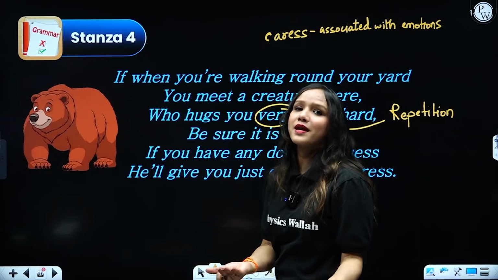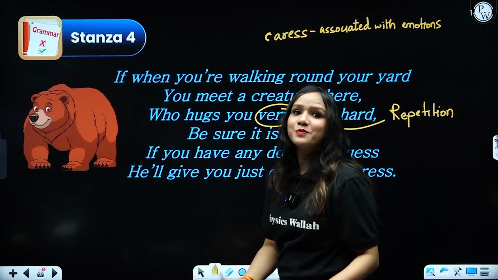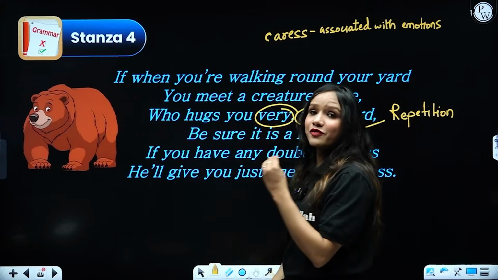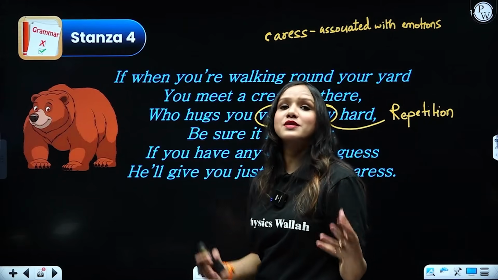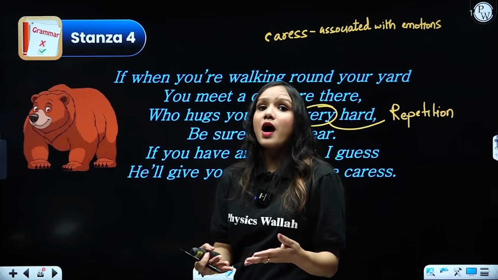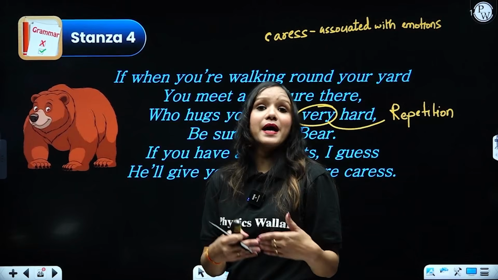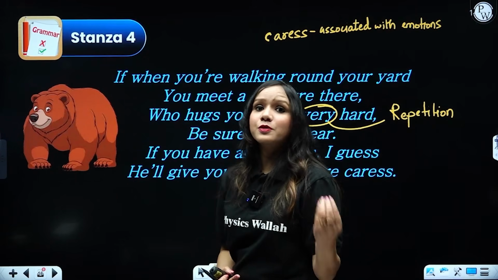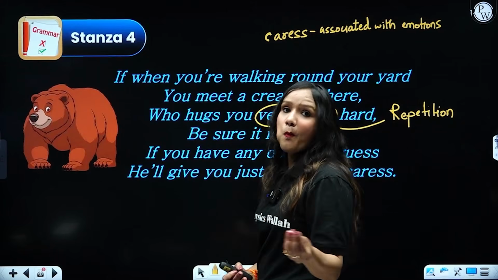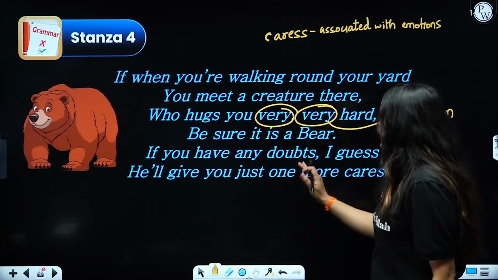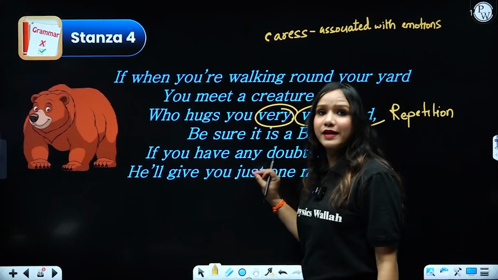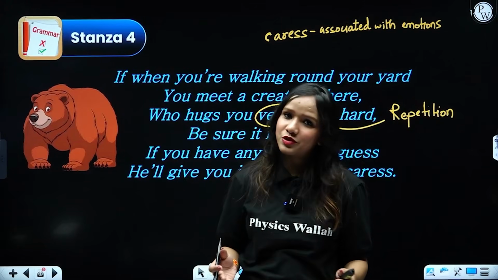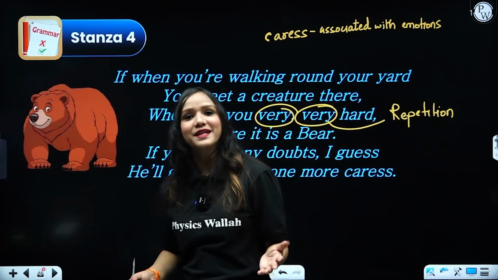Definitely it is going to give you another strong embrace, so that you are left nowhere, right? So the poet says, if you have any doubt while walking in the yard, if you come across an animal who gives you a tight hug, and we know that a bear's hug is strong enough to make you die. If you still feel that you have any doubt left in your mind, in the meantime, he'll give you another strong hug, another strong embrace, so you will ultimately die.